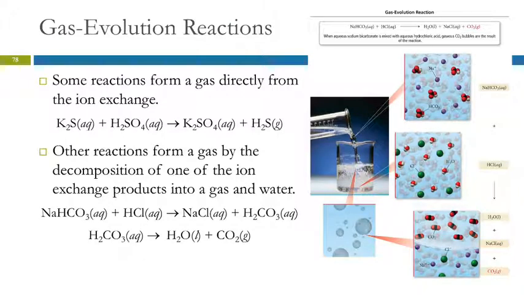So that was the neutralization reactions. What about the gas evolution reactions? We can get a gas formed in a reaction 2 different ways. Sometimes we get the gas forming directly. We'll get an ion exchange that results in a gas. So here we have potassium sulfide and sulfuric acid. So you swap the partners and you end up with potassium sulfate and hydrogen sulfide. Well, H2S is a gas.